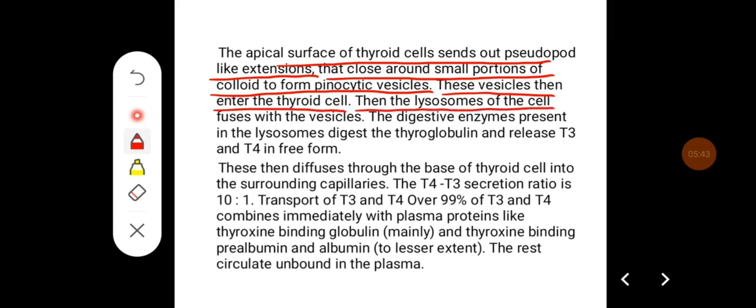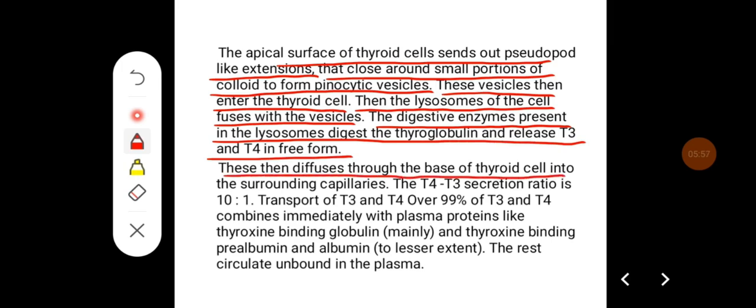Then the lysosomes of the cell fuse with the vesicles. The digestive enzymes present in the lysosomes digest thyroglobulin and release T3 and T4 in free form. These then diffuse through the base of the thyroid cells into the surrounding capillaries. The T4 to T3 secretion ratio is around 10:1.